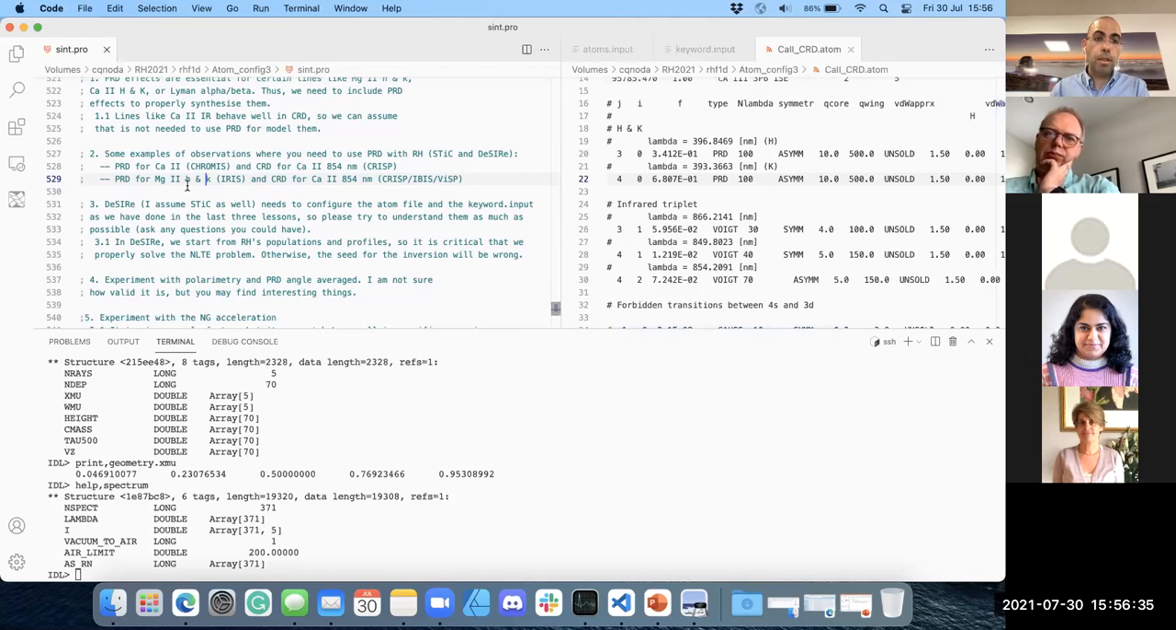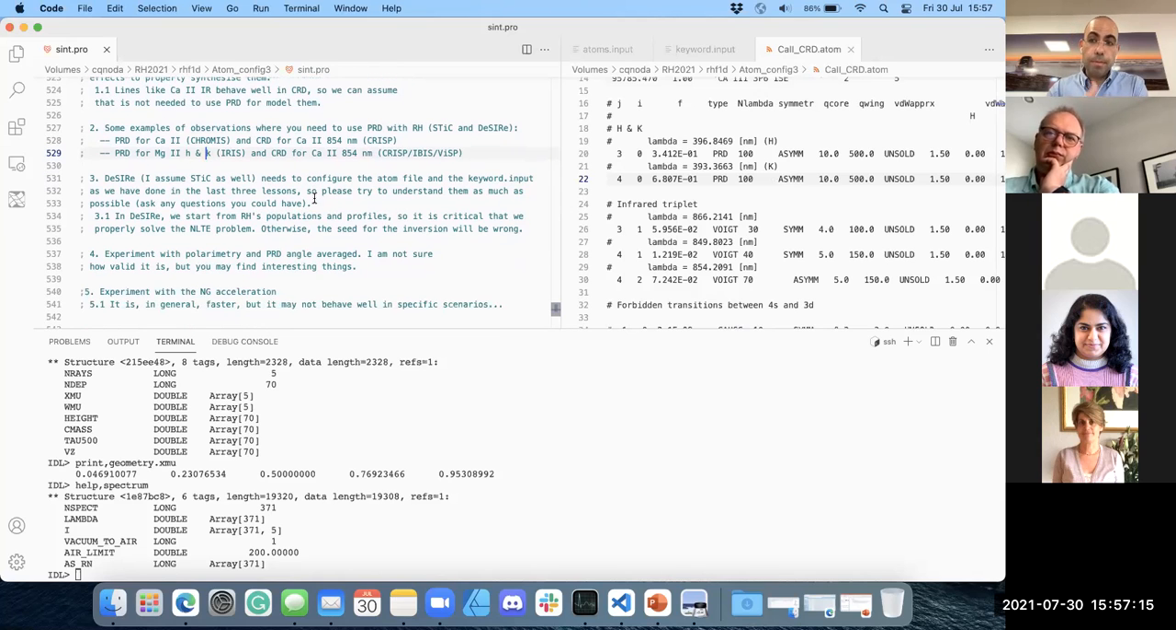Another example: imagine that you have an IRIS observation of magnesium H and K. Those transitions need to be treated in PRD, but it's only intensity. So you have the highest accuracy that we can achieve. But then you have a coordinated observation with, I don't know, SST CRISP, or in the future with the VISP, so then you have polarimetry here. Again, you set CRD and do polarimetry, and then you set PRD with those magnesium H and K lines. And this should work in the future with either STiC or DeSIRe. Okay. And then, why am I saying this?